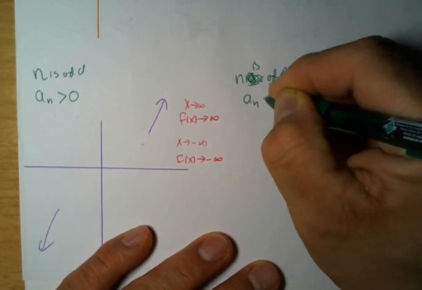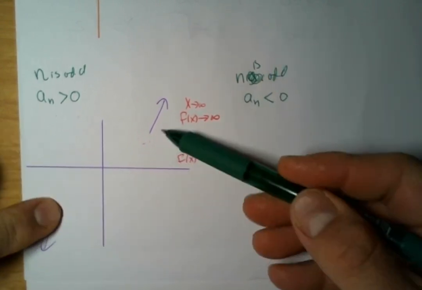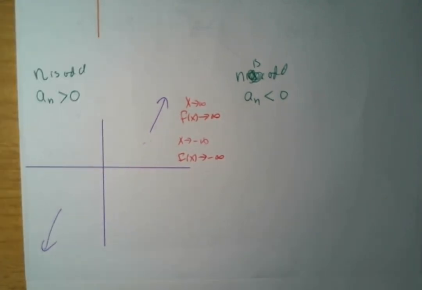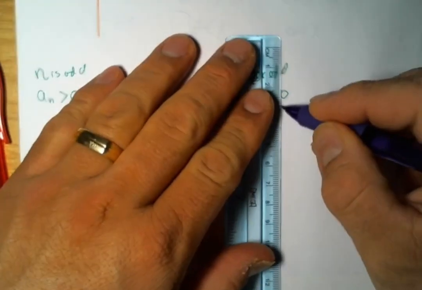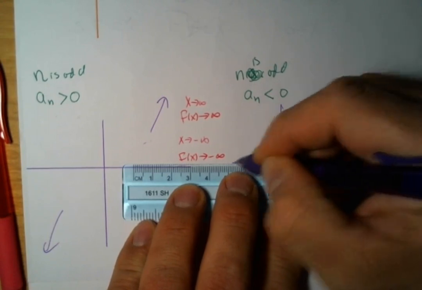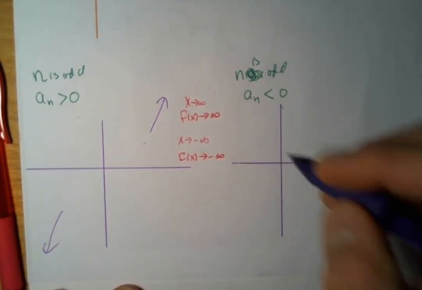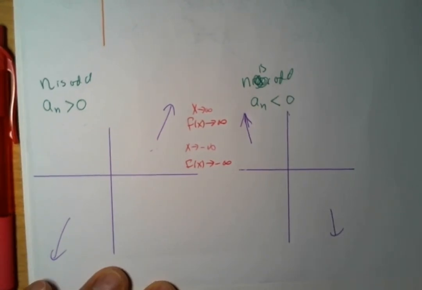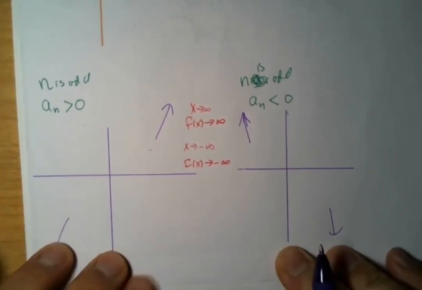But here, a sub n is negative. So again, these get flipped across the x-axis. That's what that negative does. So what we wind up with is an odd degree polynomial, where the end behavior looks something like this.